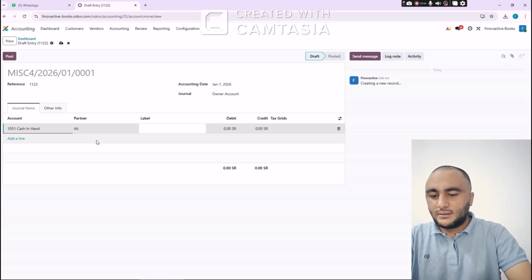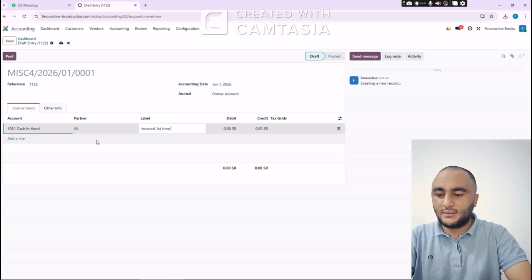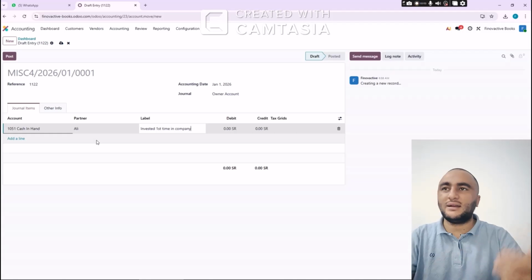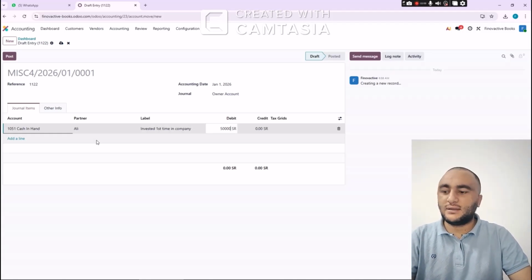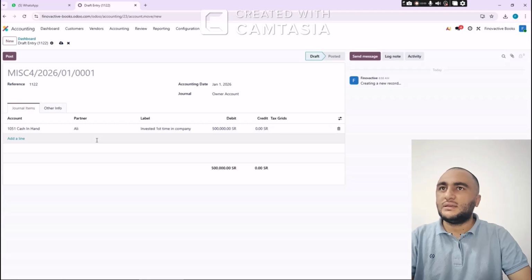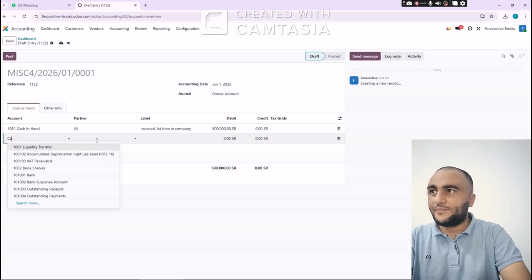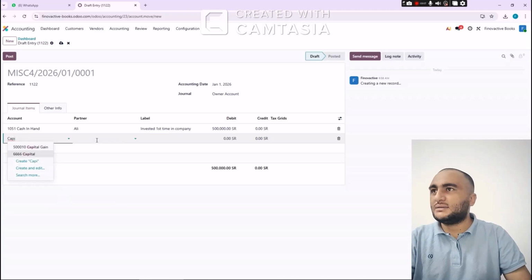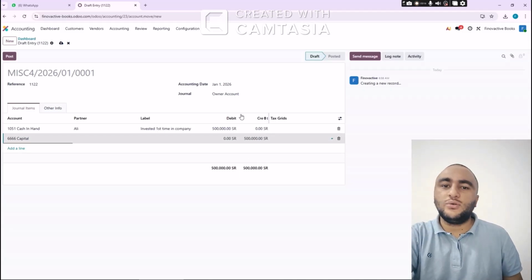Label was invested, the first time in the company; we can write anything in here. So 500,000 is debited, and capital, we can say, was credited with the same amount. So the entry is matching. Now you can post the entry. You can post the entry here.